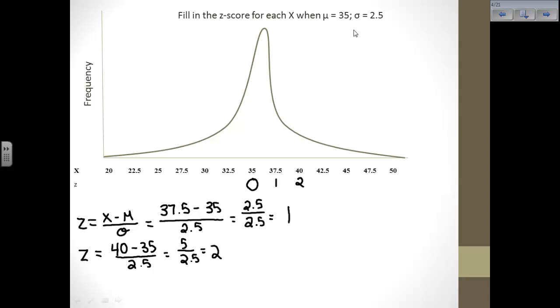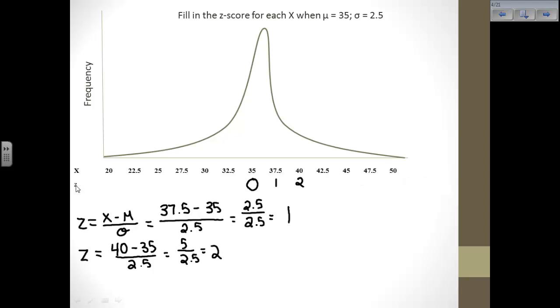Well, I'm looking at this and I can see that each x value that's represented here is increasing by 1 standard deviation. So 35 plus 2.5 is 37.5. 37.5 plus 2.5 gives you 40. And then I see that that pattern continues. 40 plus 2.5 gives you 42.5, and so on and so forth.